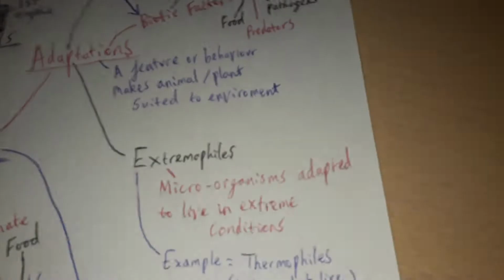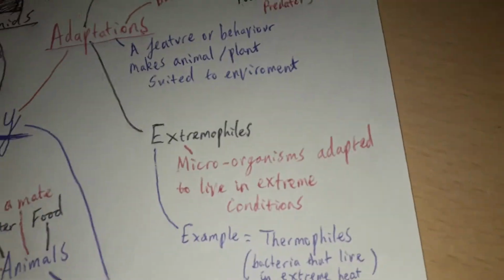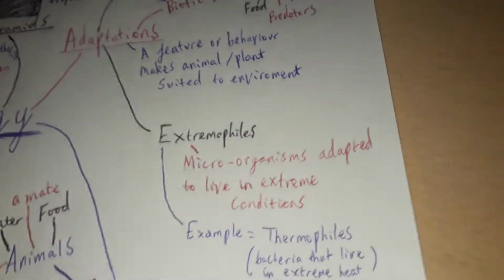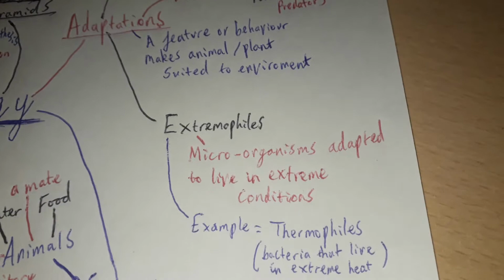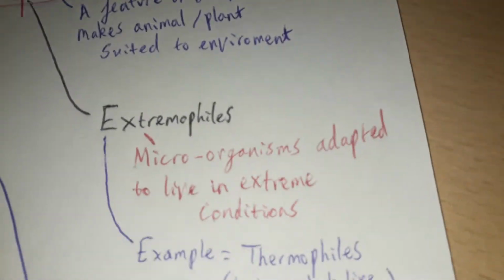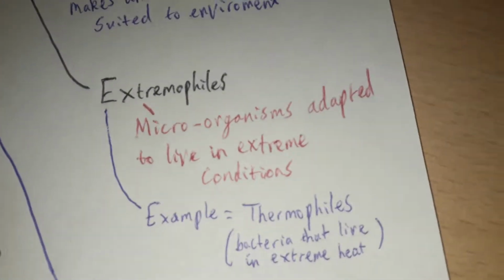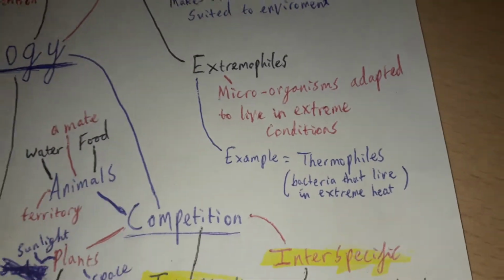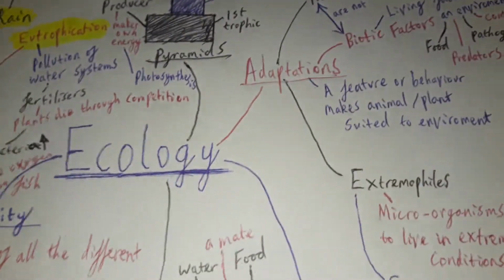Another thing about adaptations is extremophiles. They're microorganisms that are adapted to live in extreme conditions. One example of this is thermophiles, which are bacteria that live in extreme heat. Let's move on next.